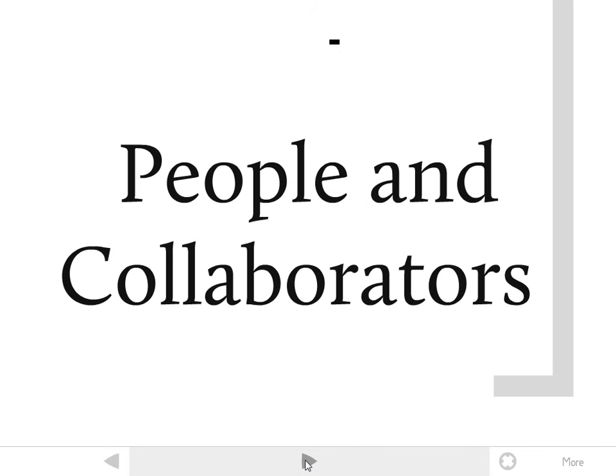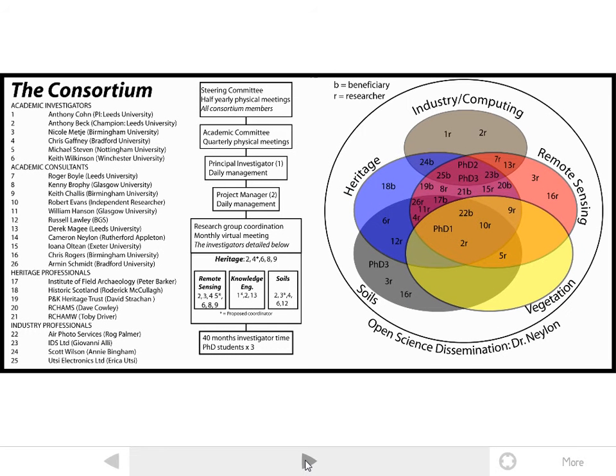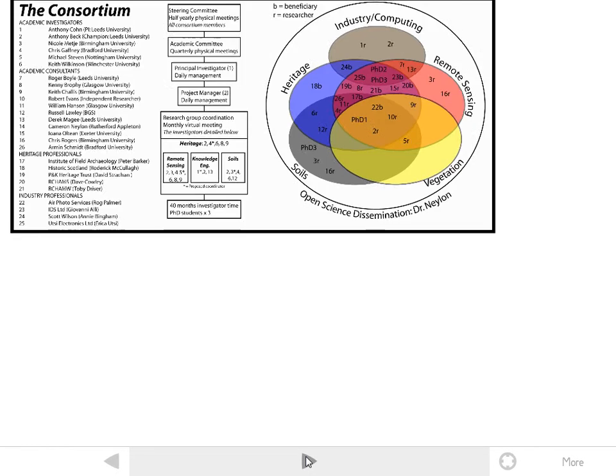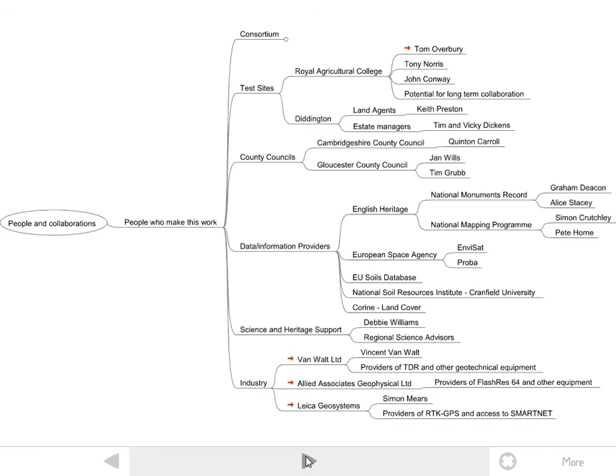Okay, a quick overview of the people and collaborators. Hopefully most of you are familiar with this, and it gives a broad overview of the different collaborators in the consortium and where our skill sets lie. We also have a range of other people who make this work. Obviously we've got the test sites at Royal Agricultural College and Diddington, and associated with that we have the local county councils. We're getting information from a variety of other providers, English Heritage, European Space Agency, etc. And we are supported by the Science and Heritage coordinator Debbie Williams.